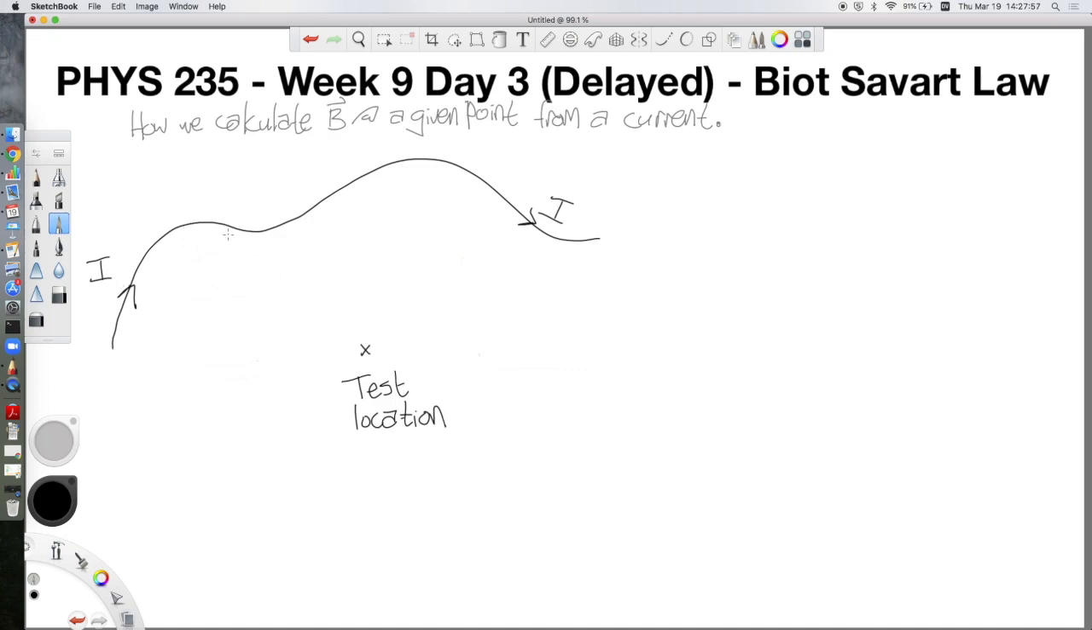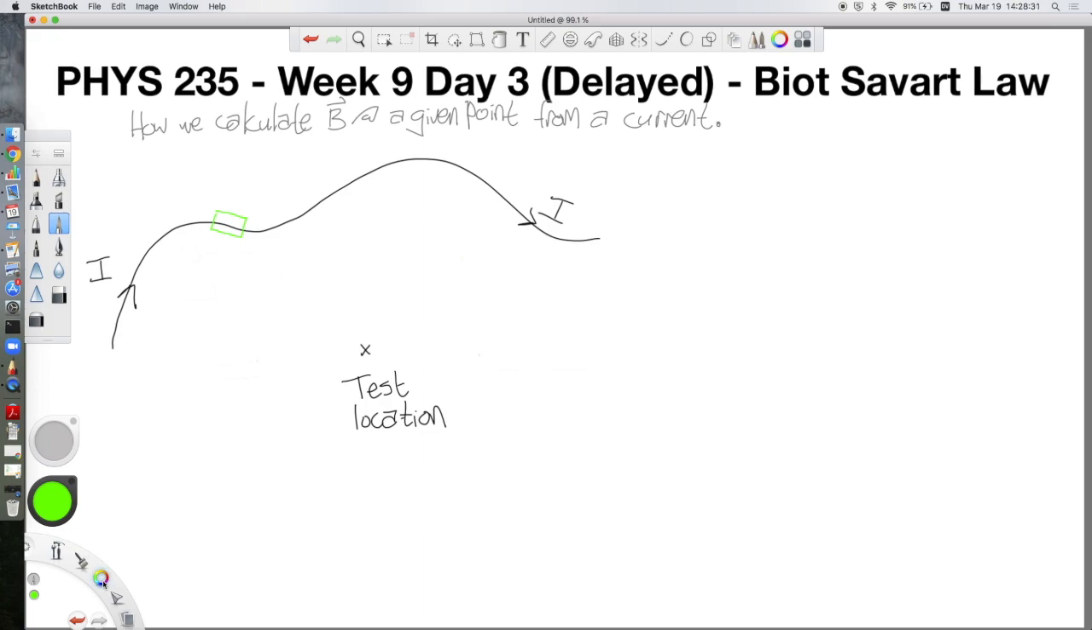So here we have this current. Moving charges are what cause magnetic fields. And we are going to have to break this current down into individual little chunks and find the magnetic field at the test location from each one of these chunks. So, switching to green here, we might look at, for example, this little chunk right here to figure out what effect it has on the test location.